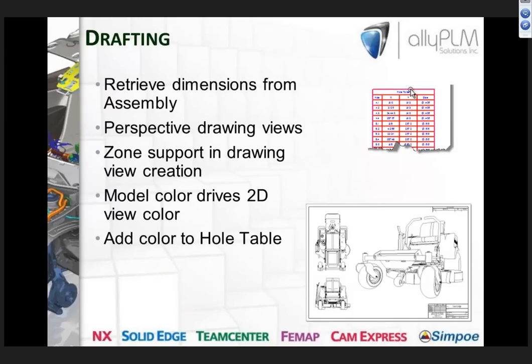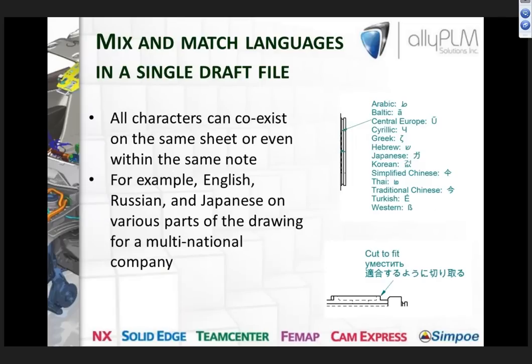Just some things in ST4, you can retrieve dimensions from your assembly. I'll show you how to do a perspective drawing view as well. You can also add color to the whole table if you'd like. In notes or text boxes, you can have multiple languages if you'd like. For instance, if you send your draft file out to multiple countries, you can have multiple languages in the same text box.